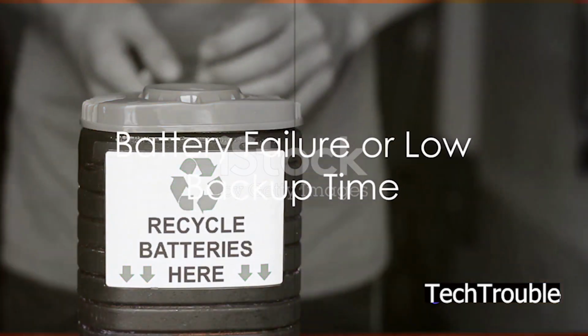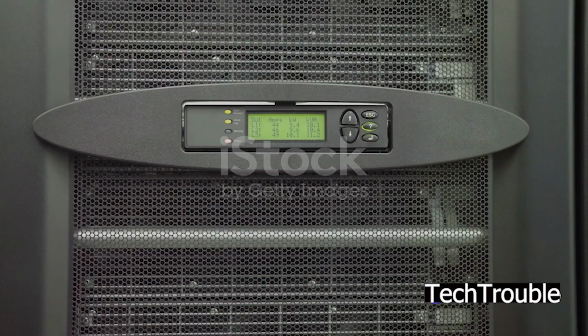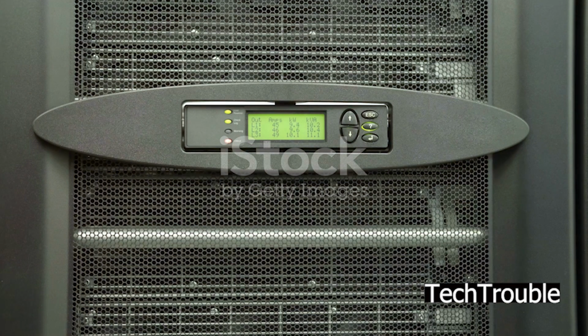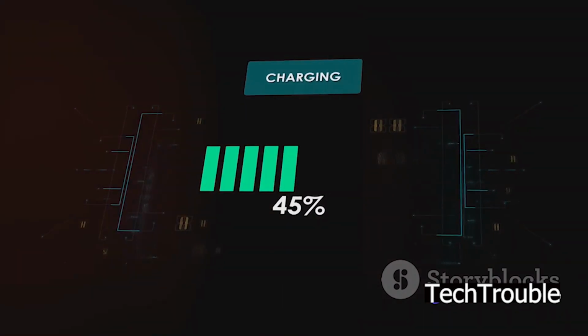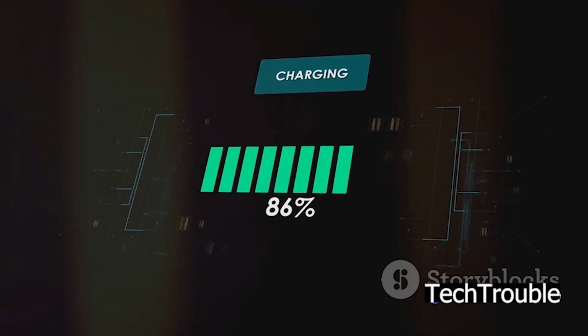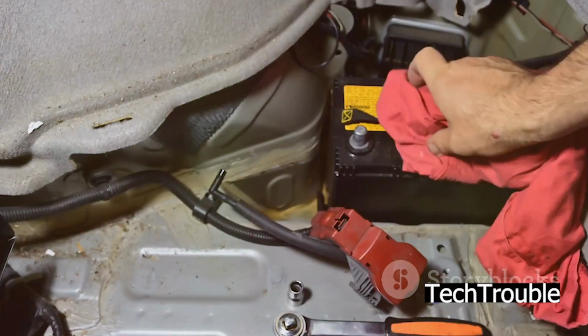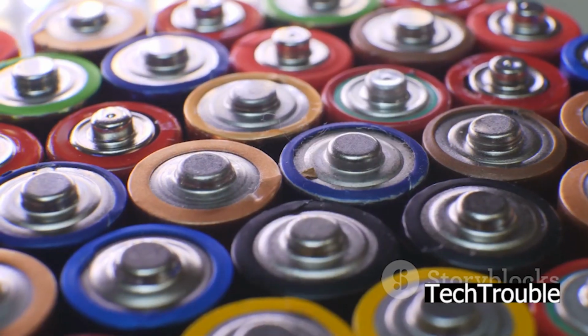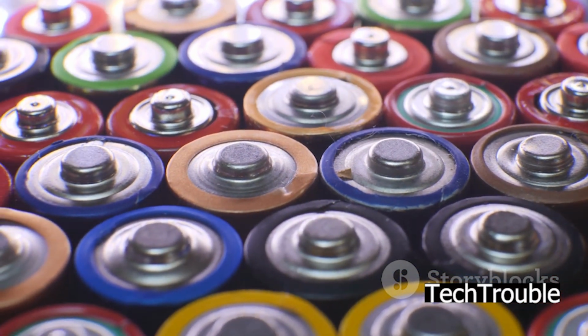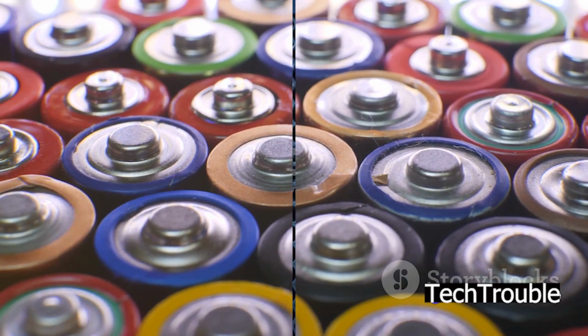First, let's tackle battery failure or low backup time. If your UPS isn't providing sufficient backup time or is constantly beeping, this may suggest a problem with the battery. You can check the battery status indicator on the UPS unit or use the manufacturer's software to assess the battery health. If the battery is old or faulty, it might be time to replace it. Remember to follow the manufacturer's guidelines for battery replacement and recycling.